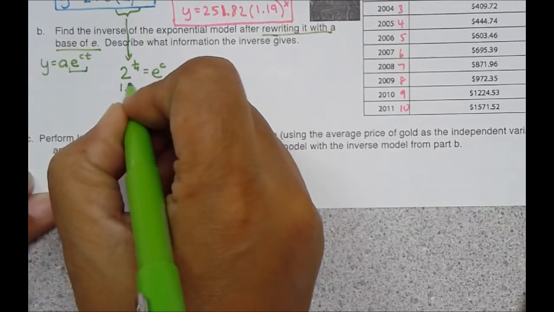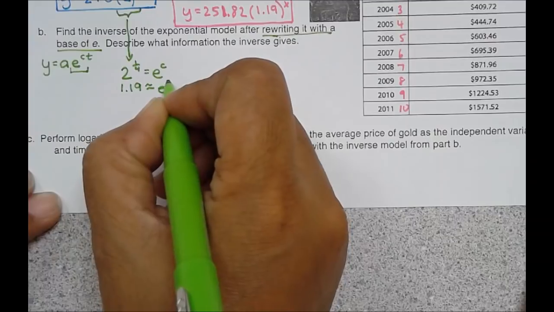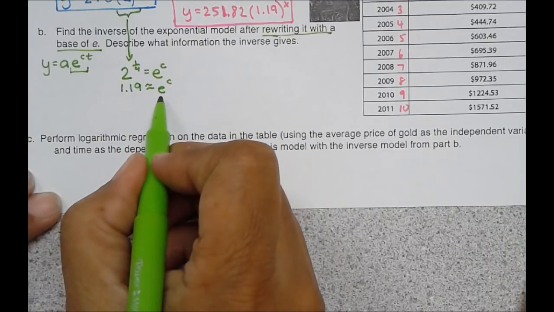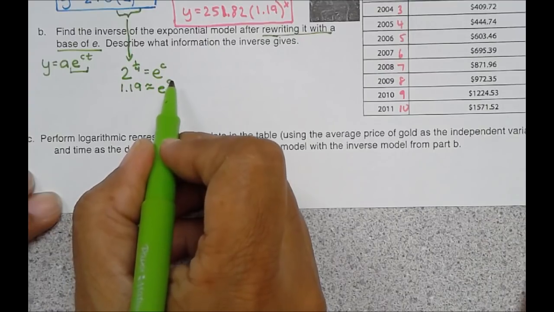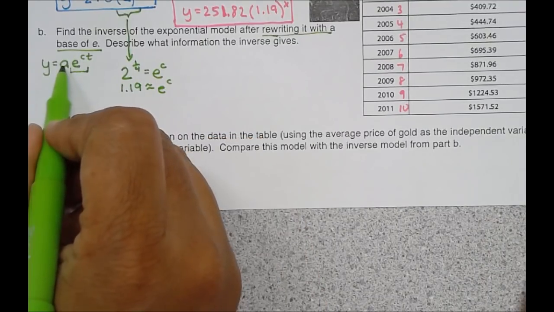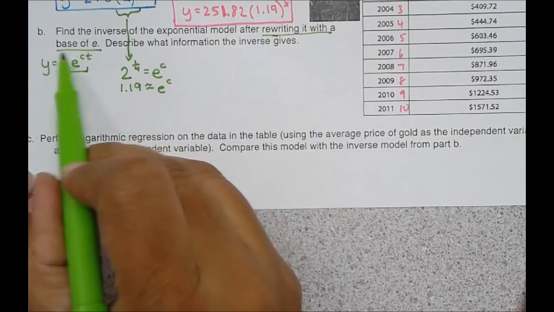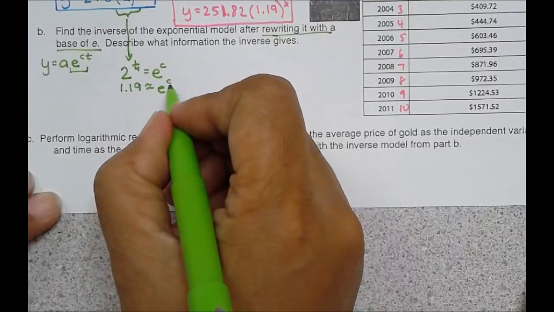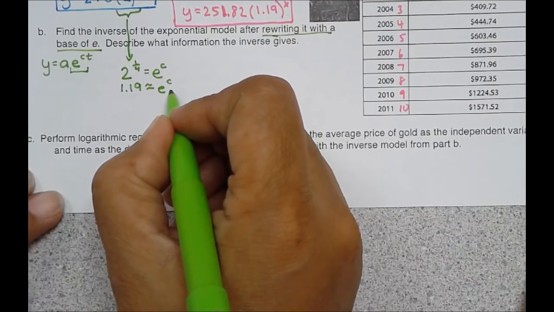So 1.19 is approximately what e to the c is. Now remember, e is not a variable. e is a number. That's the 2.7. We have to solve for what that c should be, because all we're going to do is plug in the a and the c, and then this equation will be an exponential model with a base of e. So how do you get that c to come down?